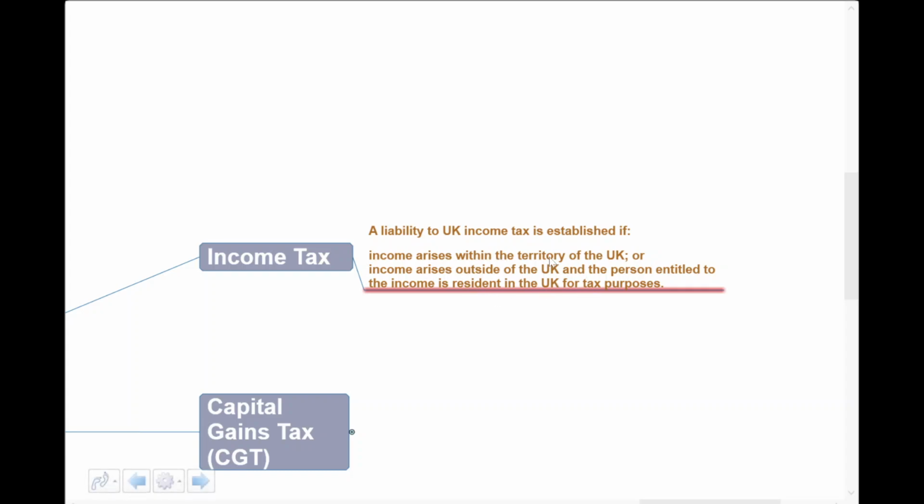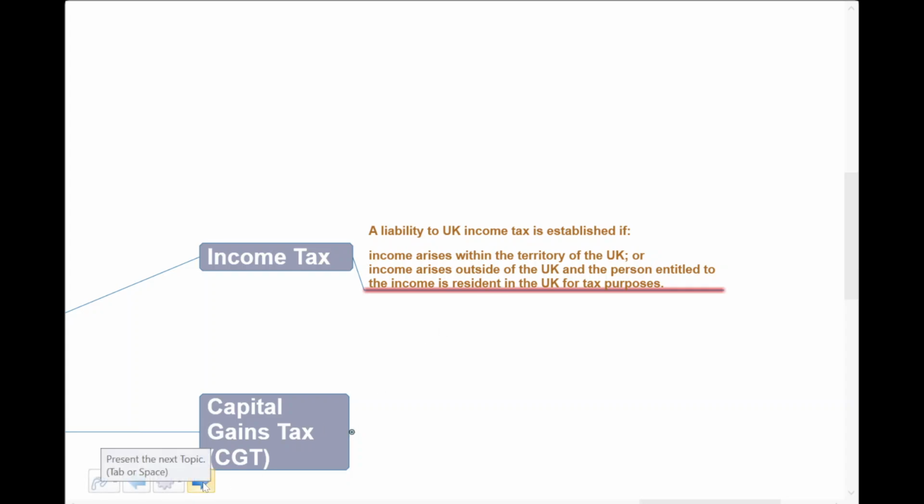When we say arising within the territory, I'm talking about someone who runs a business in London or perhaps Glasgow, etc. Whereas here, the focus is on where they are resident. If they're resident in the UK but derive income from a business in Johannesburg, well, so be it. They're going to be taxed on it because they're resident.